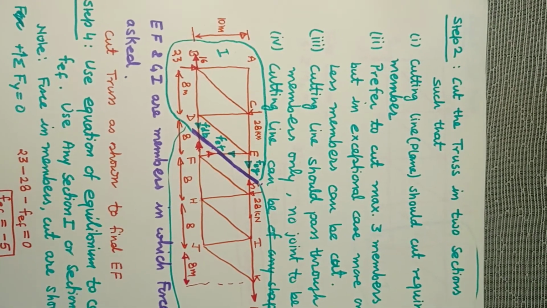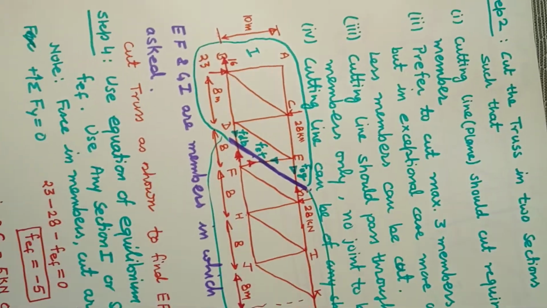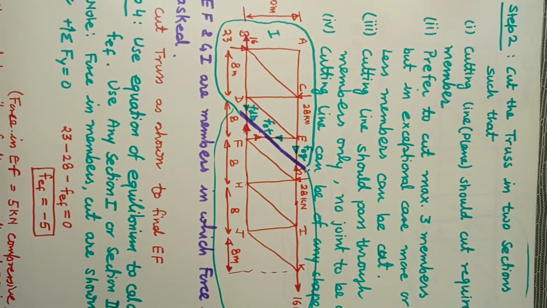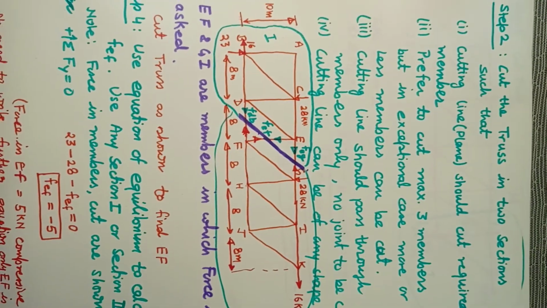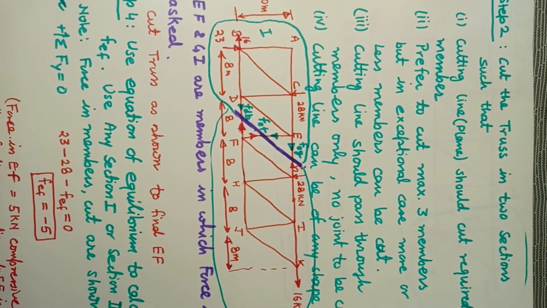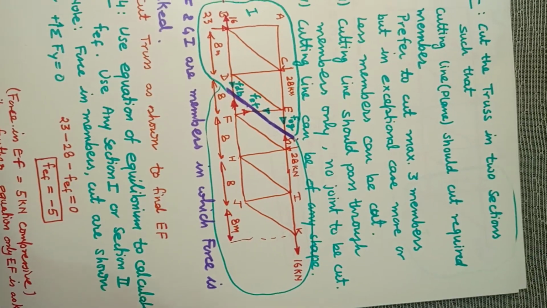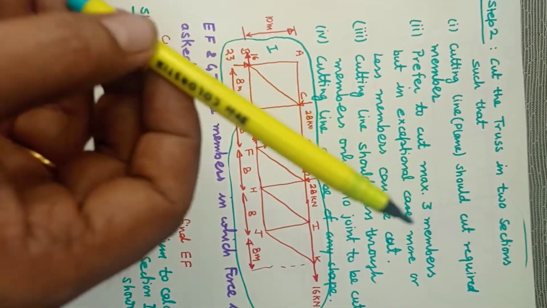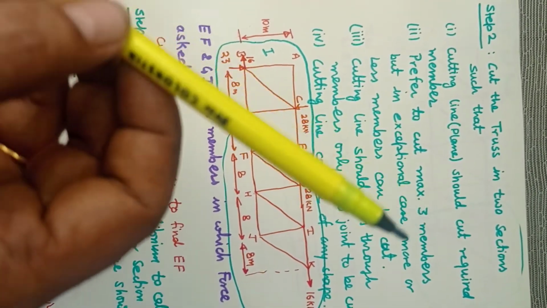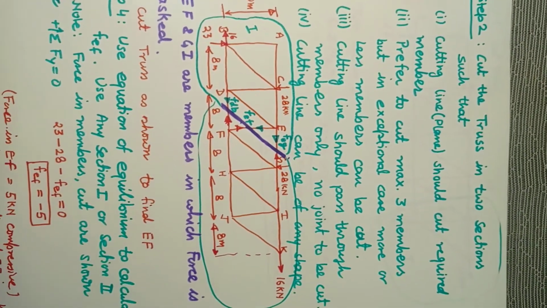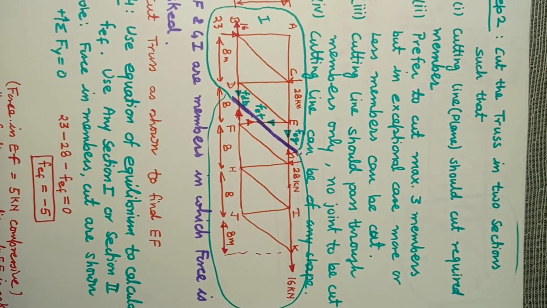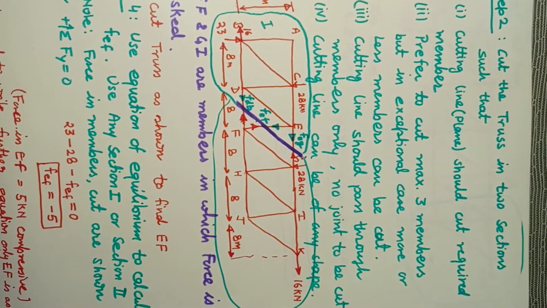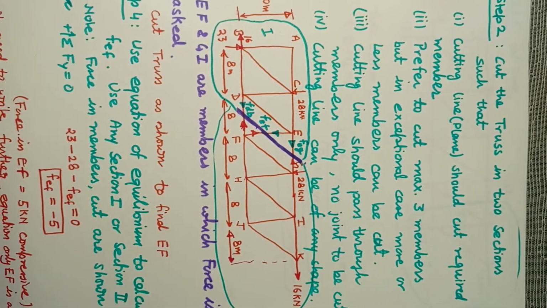Now method of section is very important in the aspect that it is a little bit tricky. So we are supposed to cut the truss in two portions. How to cut the truss? Your cutting line, you are going to cut it something like this, but if you see, this is a plane, okay, because truss is three-dimensional, so this is going to be a plane. So cutting line or plane should cut members only. It should not pass through the joints. Okay, it should cut only members. This is a very important concept. Try to understand all these concepts.